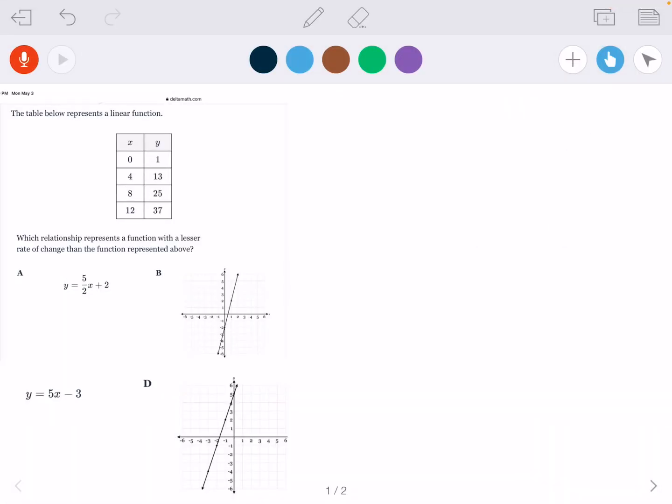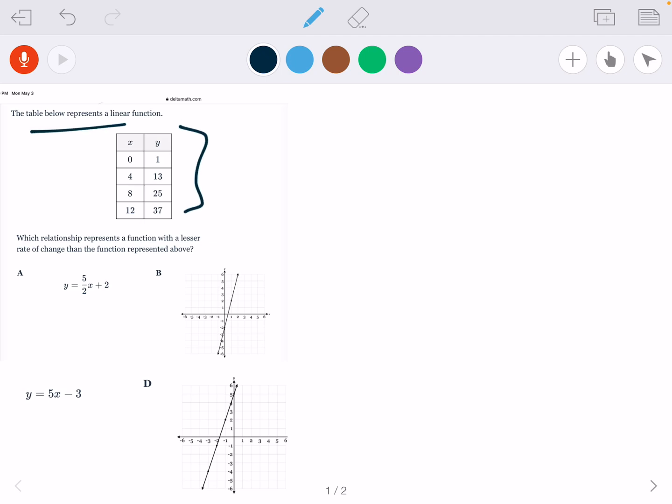I'm going to show you how to compare key features of graphs. And we're going to do certain things like compare the rate of change or the slope, y-intercepts, and behaviors of graphs. So looking at this first problem, you can see that the table below represents a linear function.